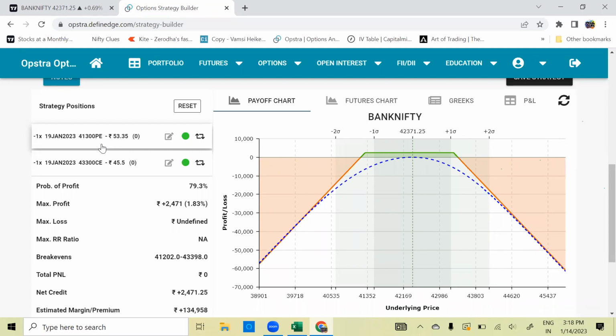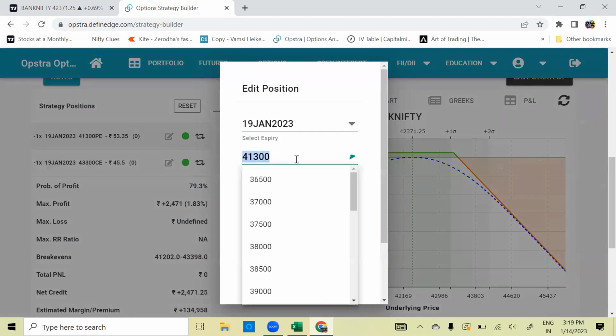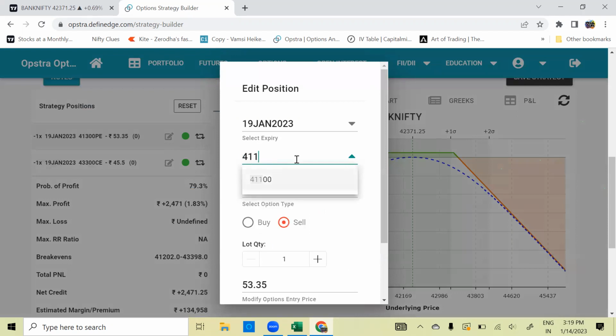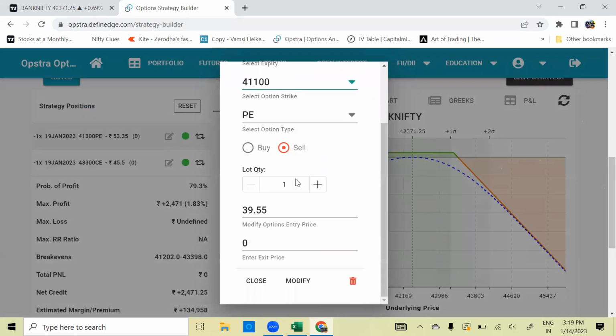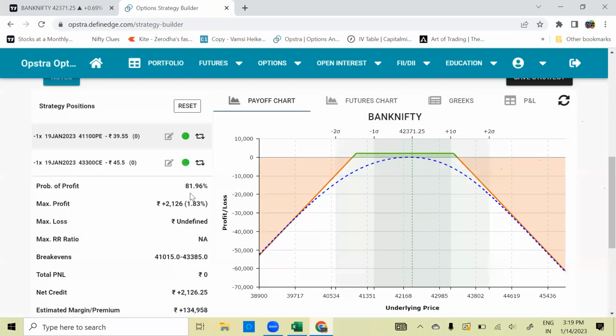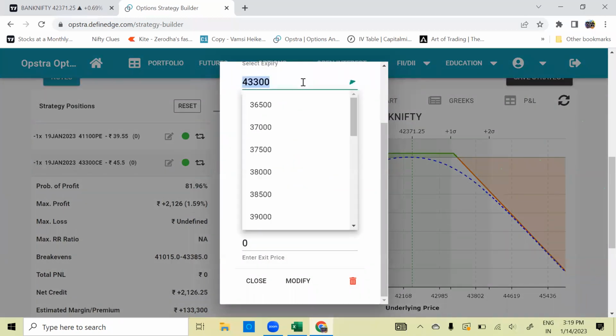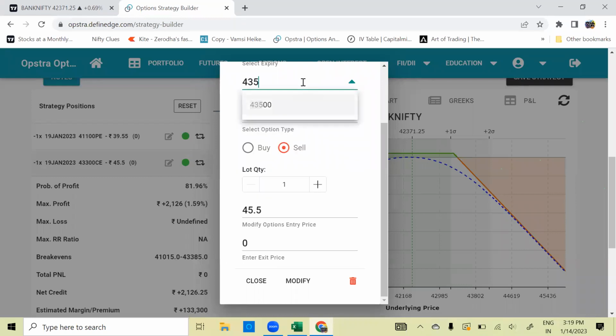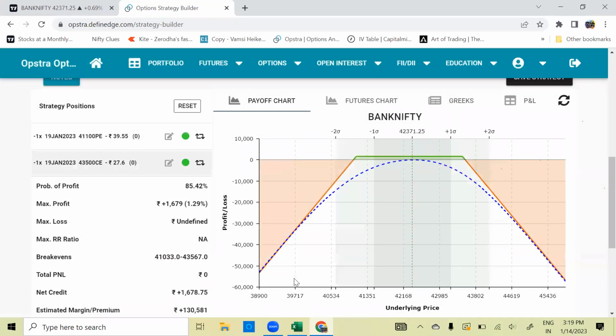So suppose, let us go till 1200 points distance, 41,100 put and 43,500 call, which is 200 points further. So my probability of profit is 85%, and I'm able to make 1.3% on my used capital.